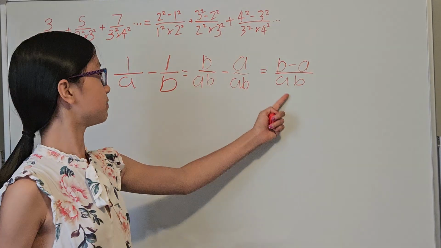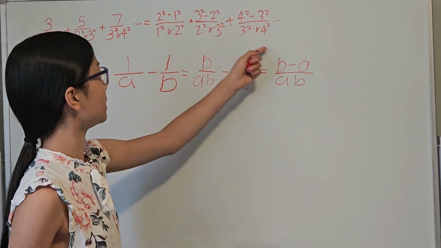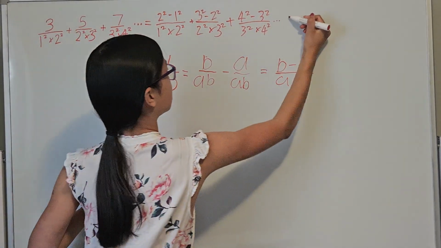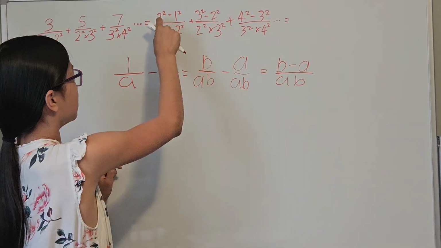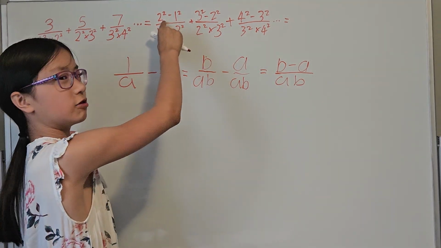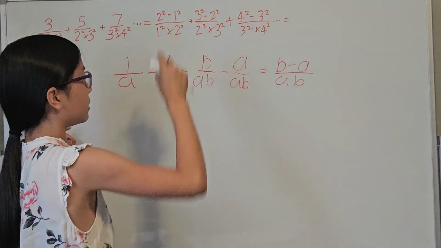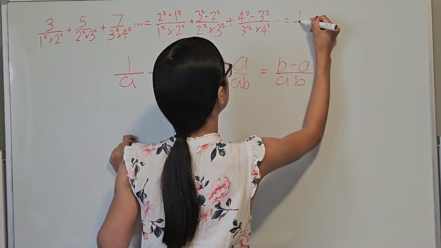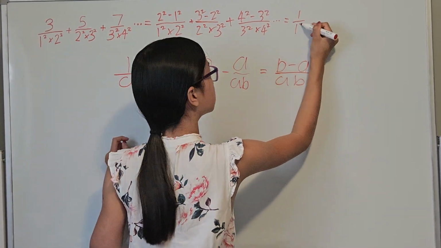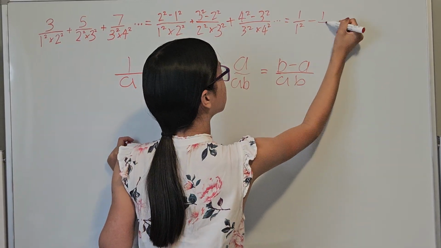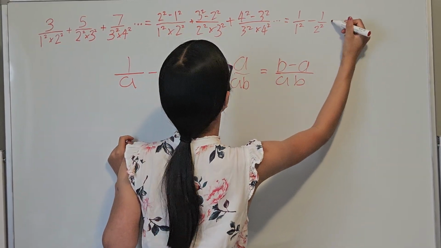So now that we have this result, we can line it up. They look similar, right? So let's say that 2 squared equals B, and 1 squared equals A. So at the end, it will equal 1 over 1 squared minus 1 over 2 squared. And then it's going to be add.